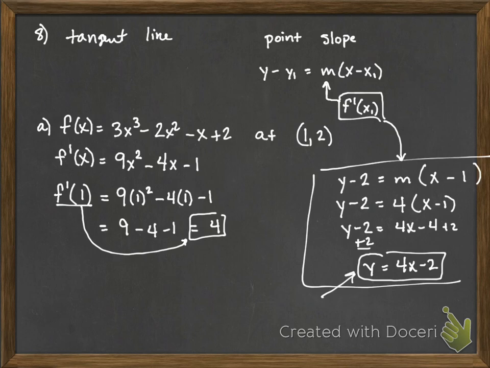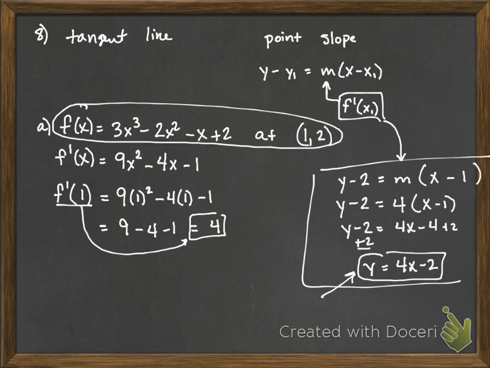And so what you can do in Desmos is you can plot f of x, you can plot my new equation that I just found, and then you can look at 1, 2, and see that it is tangent, see that it hits.